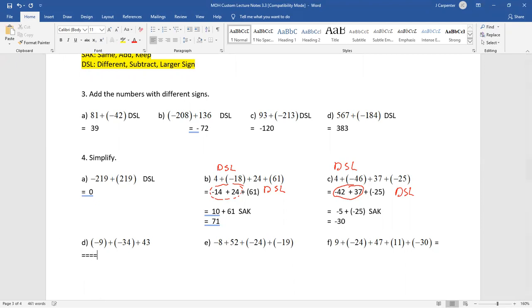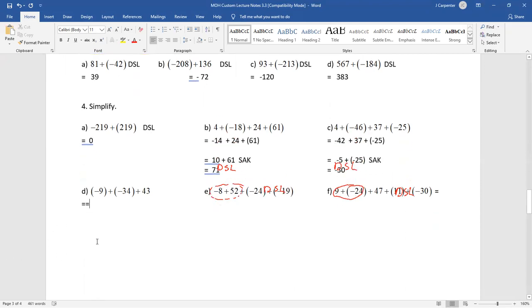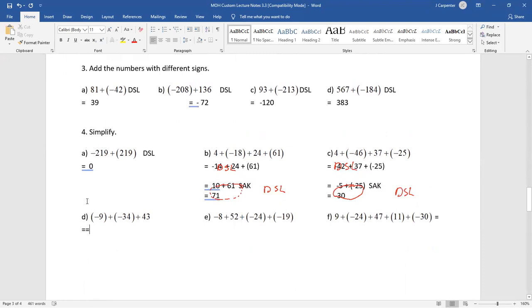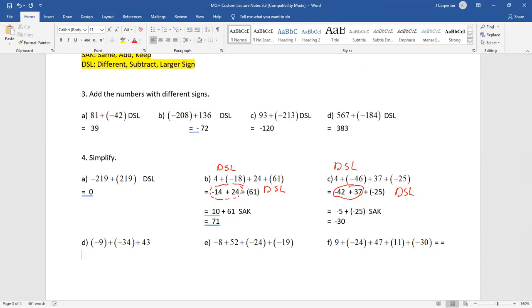Excuse me. There we go. Just taking a minute to, what's happening? Why is it making 2 equals when I hit it once? I don't know why it's doing that.